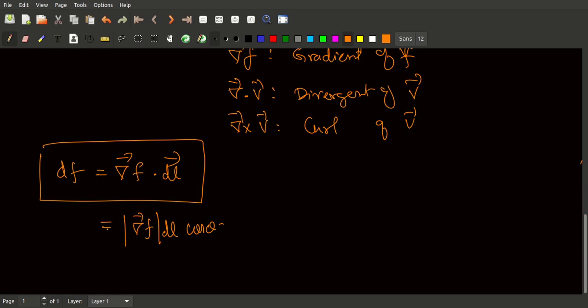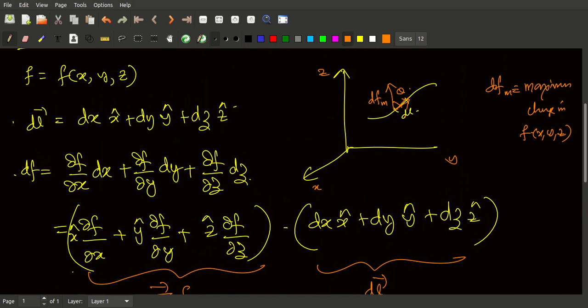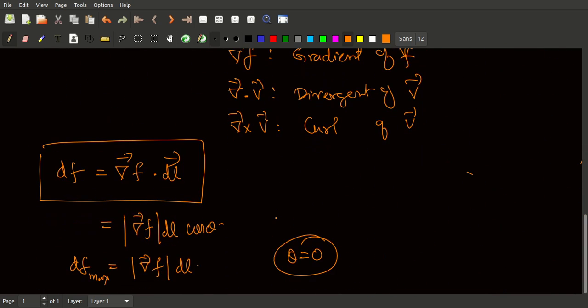So when will this df be equal to maximum? df will be maximum, that is df max I am writing, when I can write this as simply the magnitude of grad f dot dl with theta equal to 0. Theta equal to 0 means what? According to the figure you see that dl has to be, that means the direction I am looking at has to be, along this direction, that is when this maximum change is happening. So if I look along the direction of the gradient of this function, I will get the maximum change, which means this gradient of f has both the magnitude and direction of maximum change.